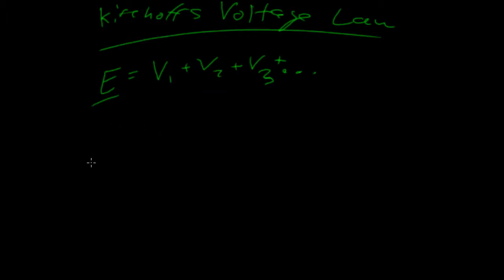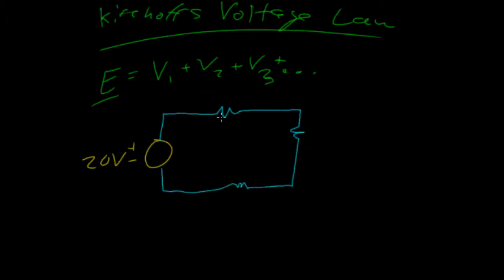Drawing a simple circuit to show this concept. Why don't we just do something like that with 10 ohms, 20 ohms, and 30 ohms. So 20 volts from the power supply is going to have voltage drops across all the resistors in the circuit.